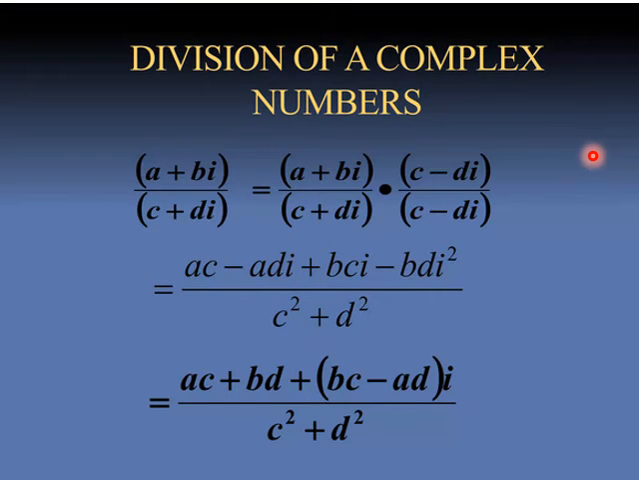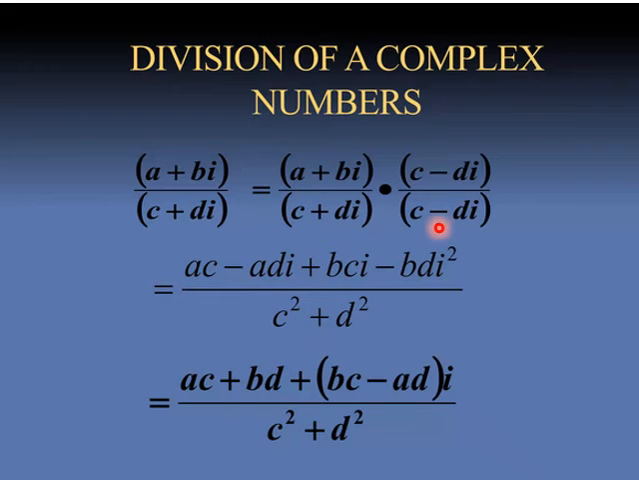What is division of a complex number? Let us take two complex numbers, a plus bi by c plus di. So we have to rationalize this first. Rationalize means we have to remove i from the denominator. How do we remove i? We multiply both terms by c minus di.